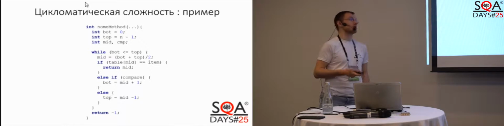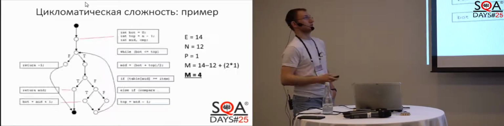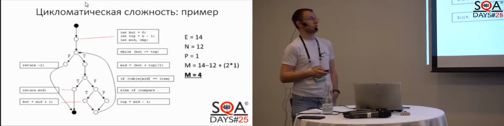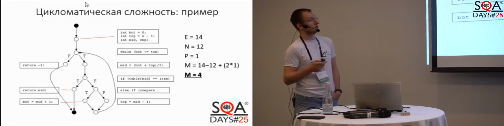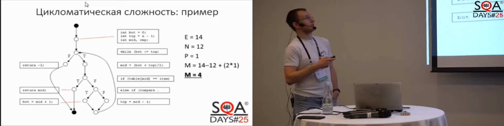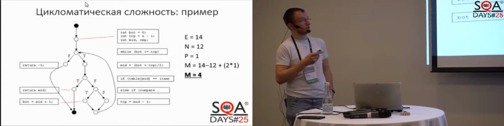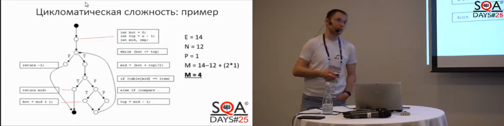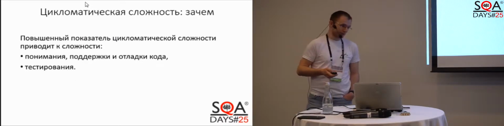Now let's calculate a cyclomatic complexity. Here is an example. We have some method. It consists of fragments. Here is how its control flow looks. Here you can see the nodes, the edges. Here is the outgoing point. Here are the connected components, and here is our complexity. Our cyclomatic complexity is 4.